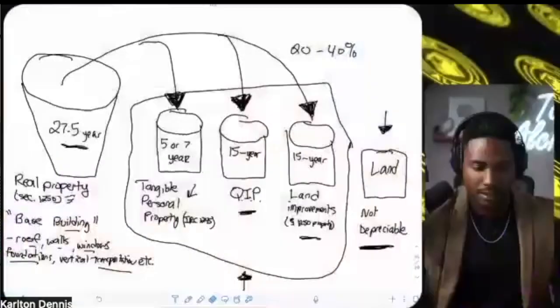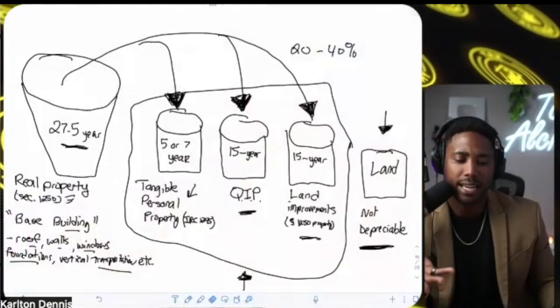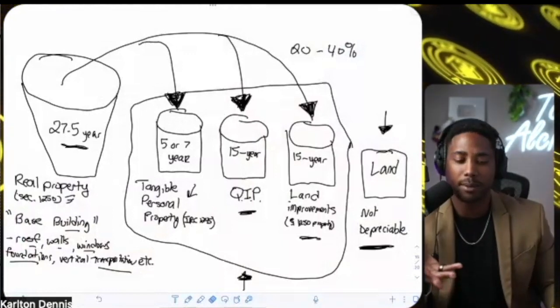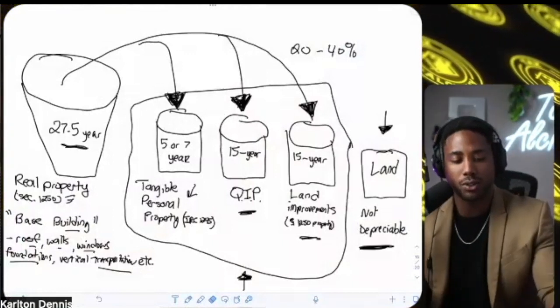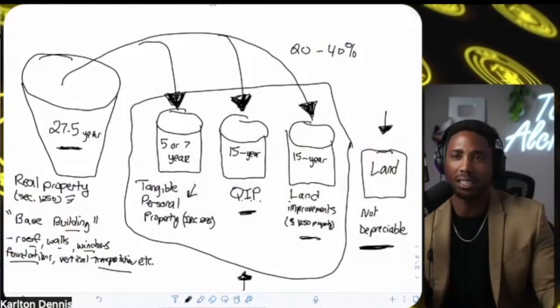And to explain what a cost segregation study is like, just so I can show this really quick, we have these buckets. When you're dealing with a residential property, typically it is being depreciated over the course of 27 and a half years, which is actually a really long time when you think about it.